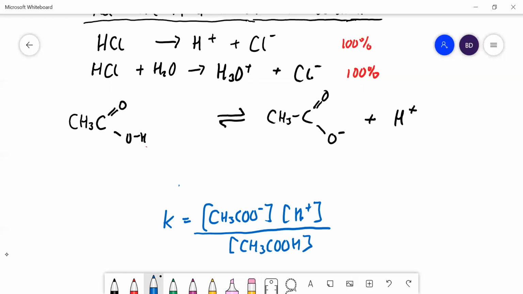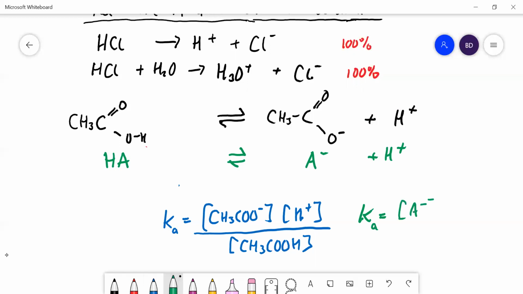And more generally, what we'll use all the time as a convention, we'll call this weak acid HA. So this would be A-, that's its conjugate base, and H+. So for a weak acid, this equilibrium constant we give a special subscript, we call it a for acid. Ka is equal to the concentration of the conjugate base, A-, times the protons, divided by the concentration of the undissociated acid, HA.